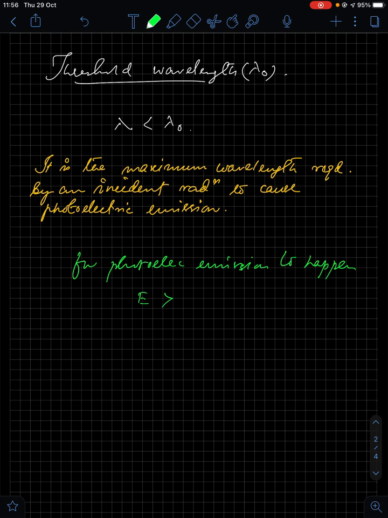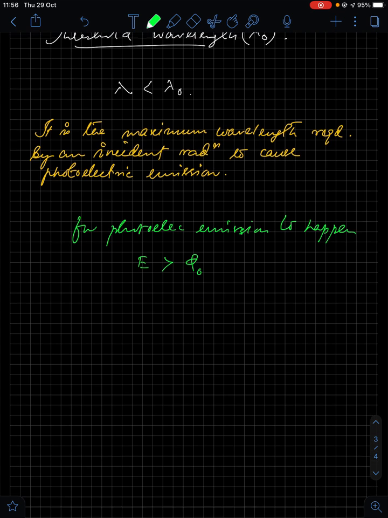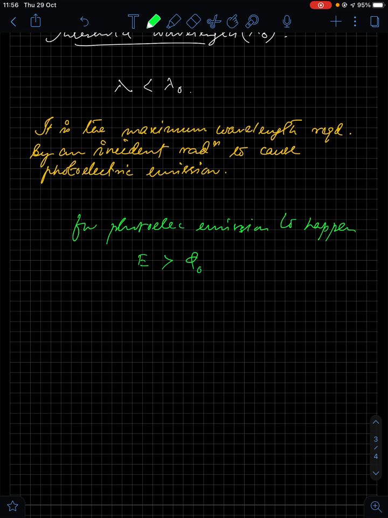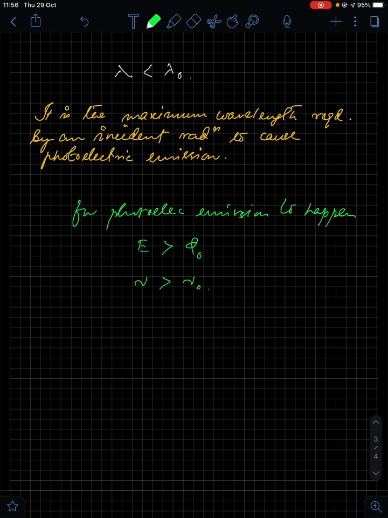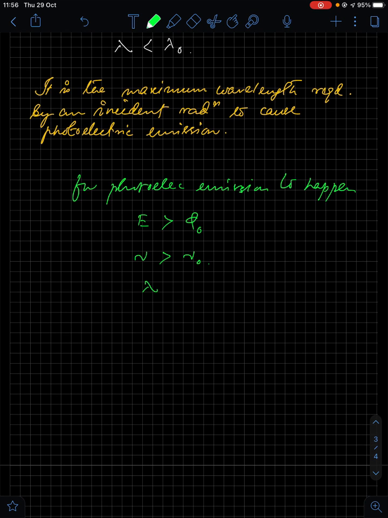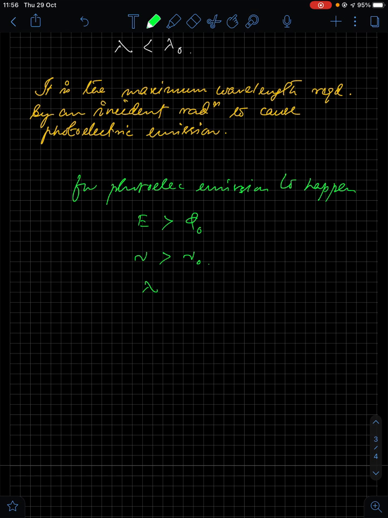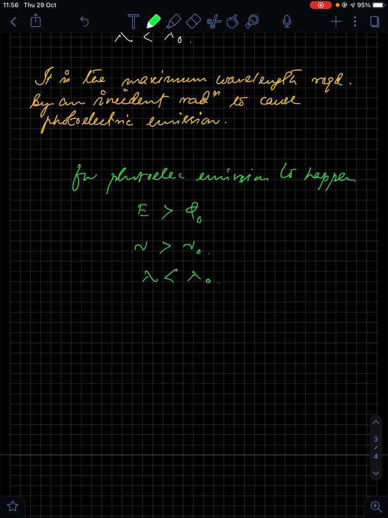if energies are given, then incident light energy should be greater than the work function or the threshold energy of the metal plate. If frequency of the incident light is given, then incident light frequency should be greater than the threshold frequency. If in the question you are given incident light wavelength, then incident light wavelength should be less than this threshold wavelength for photoelectric emission to happen. So this needs to be remembered.